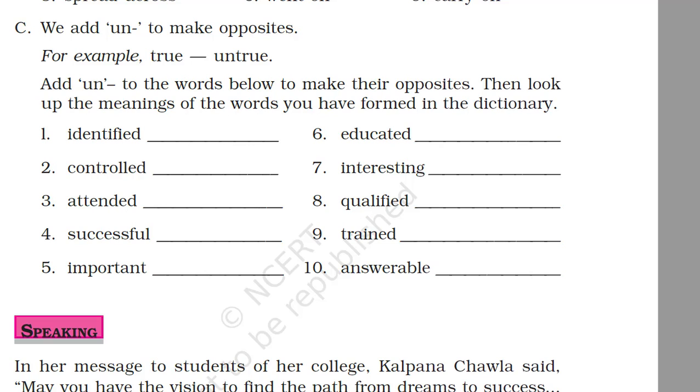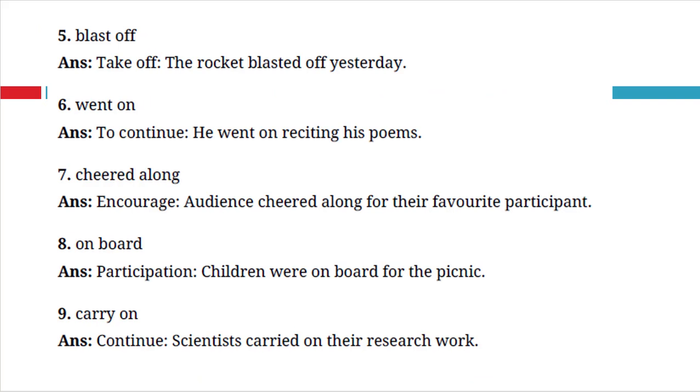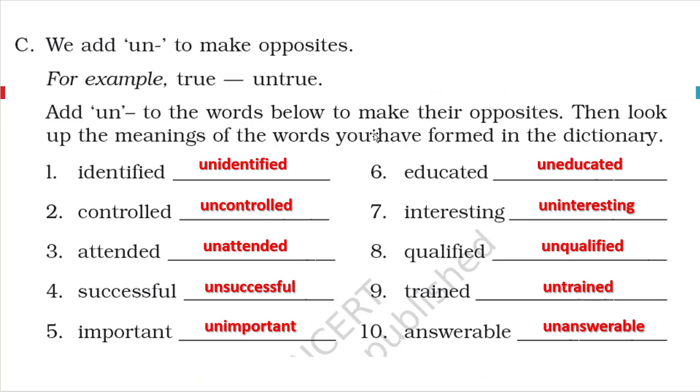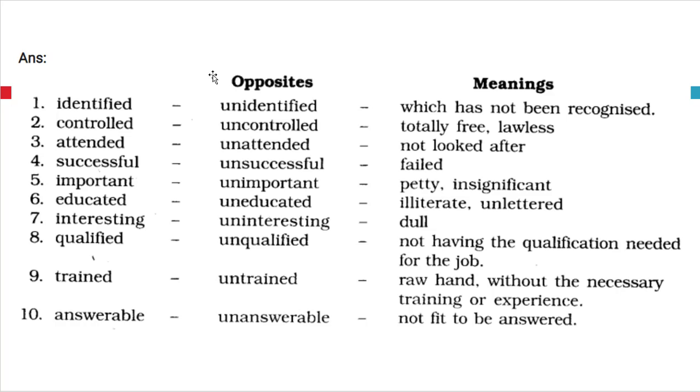So that way we need to write down and you need to see in a dictionary. You see here unidentified, uncontrolled, unattended. This way you need to write down and you can see what meanings you find for that, which has not been recognized. That is the meaning of unidentified. Uncontrolled means totally free, lawless. Unattended means not looked after. Unsuccessful means failed. Unimportant, that is petty, insignificant.